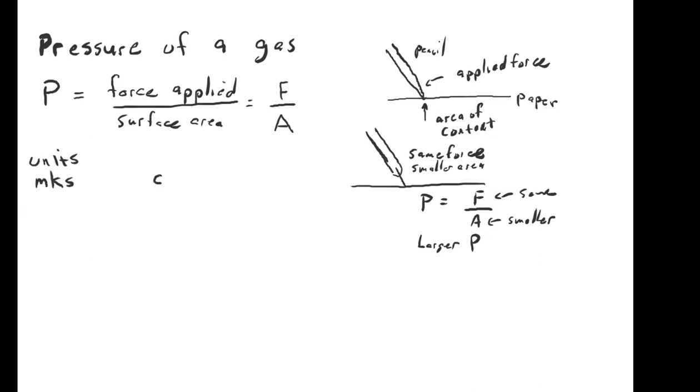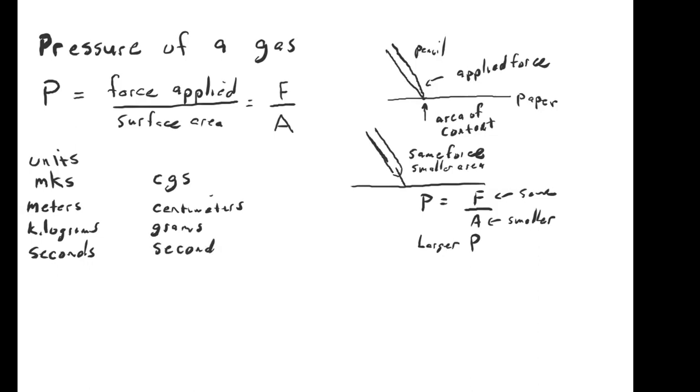And then there's another system called the CGS. Unfortunately, chemists still use the CGS for some things. Physicists generally use the MKS system. What this stands for is meters, kilograms, and seconds. So MKS. Chemists typically use centimeters, grams, and seconds. So we have to be careful when we do these problems that we'll go through, because typically we want to use the MKS system. That's the one we want to use.